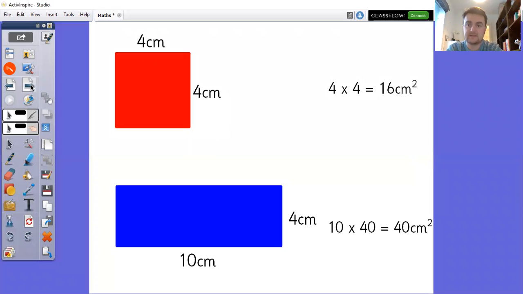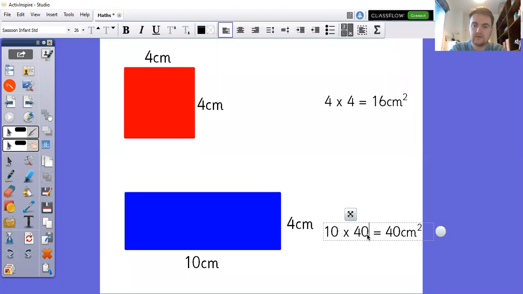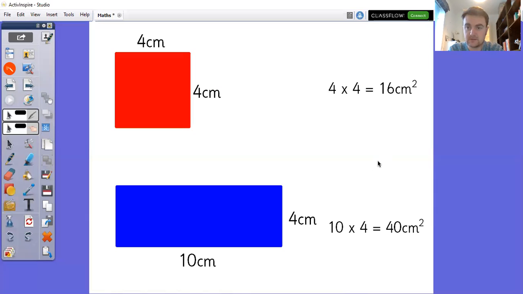Now, when I'm calculating the area of a rectangle, I know that I am doing the height times the width. So for the red rectangle, I'm going to do 4 times 4, which is 16 centimeters squared, because I'm working out the area. I have to say squared at the end of it. For the blue rectangle, I know that 10 times 4, my apologies there, is 40 centimeters squared. So that's how I'm going to work out my areas there.